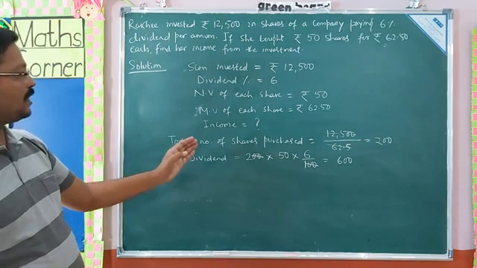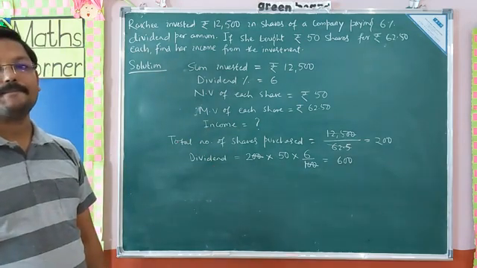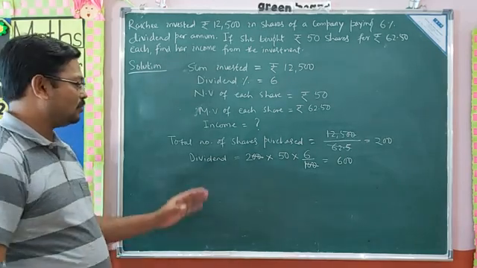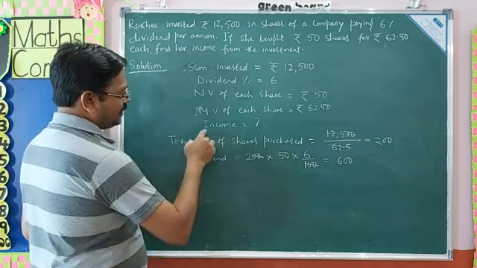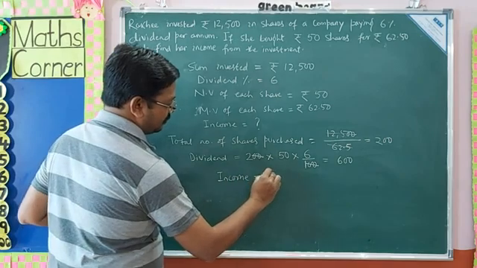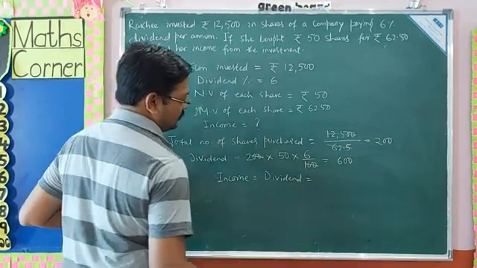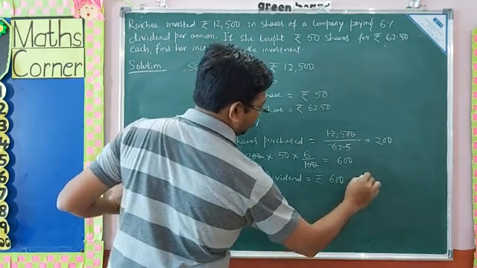Now here we need to find the income. So in our formula we had written income is equal to dividend. So that is equal to rupees 600.